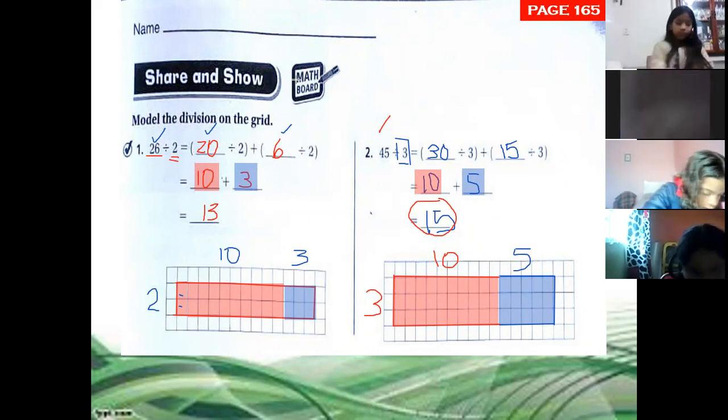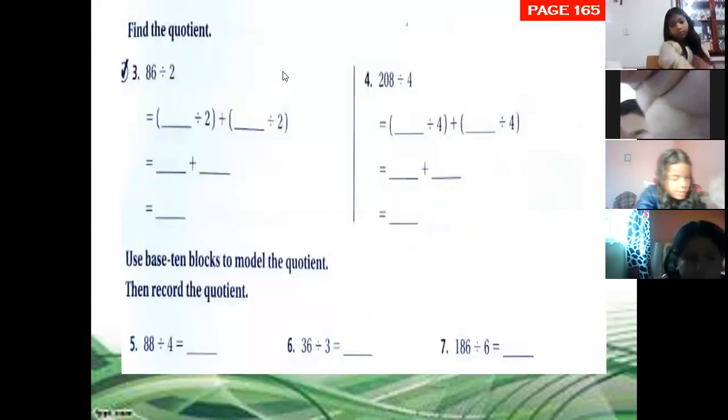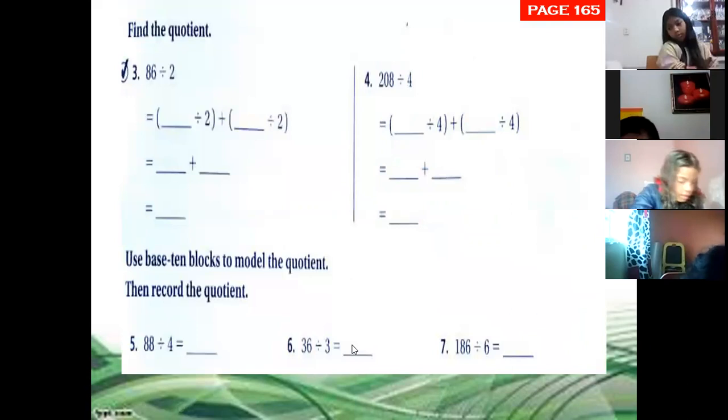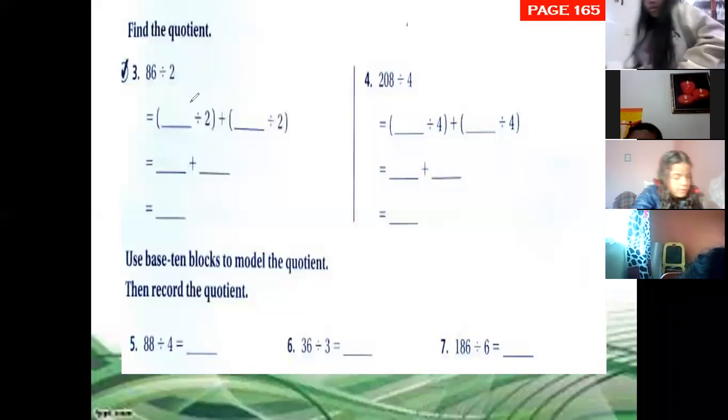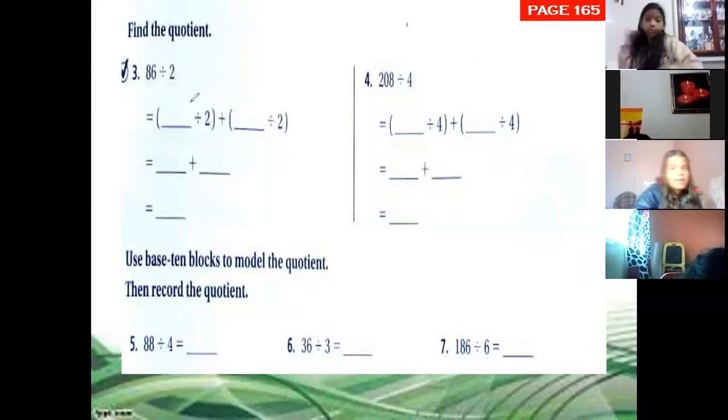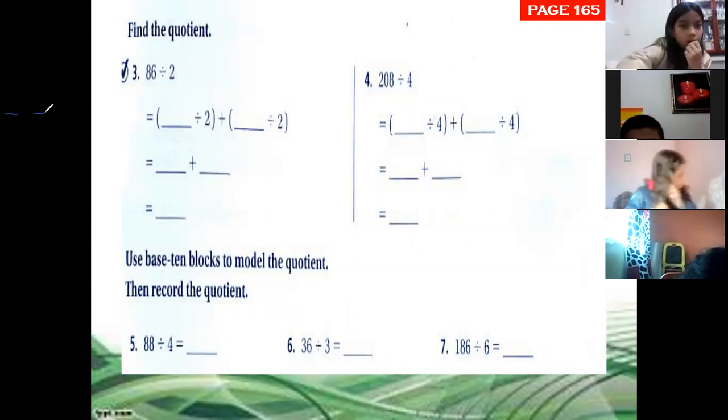We have another exercise. Look how many we have. Okay, first one. But in here, we don't have to make the model. We only have to break the numbers apart. 86 divided by 2. How can we divide this one? We can divide into tens and ones.